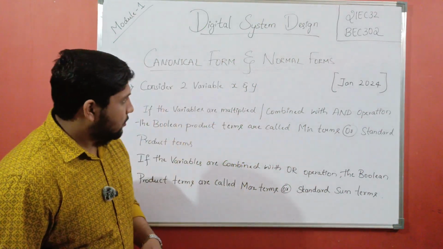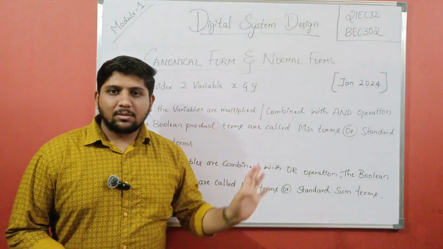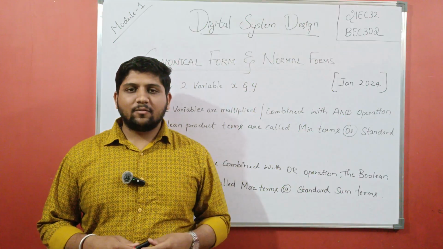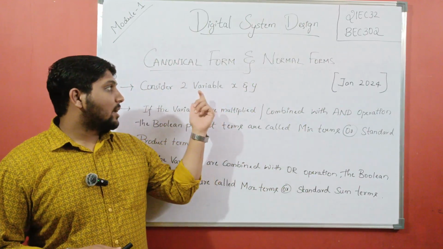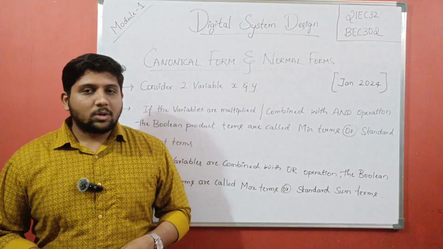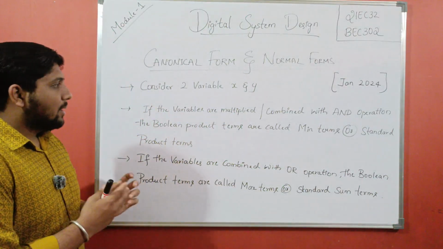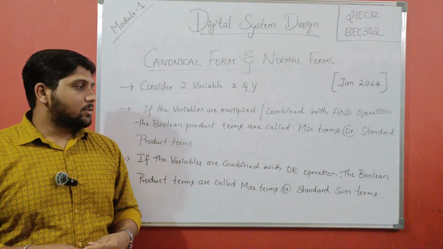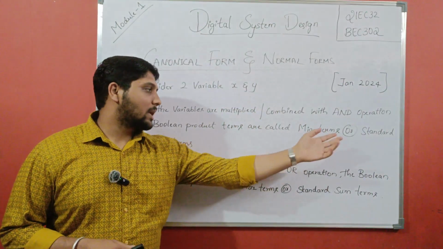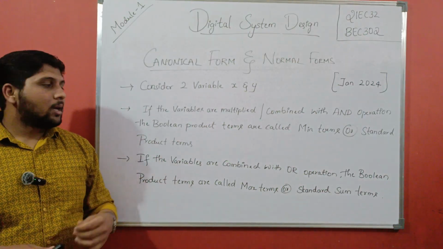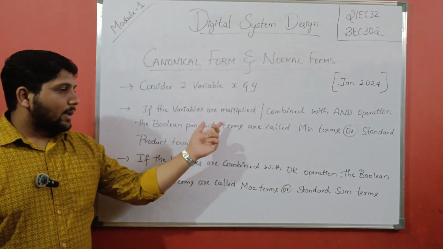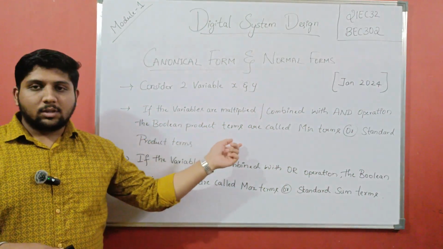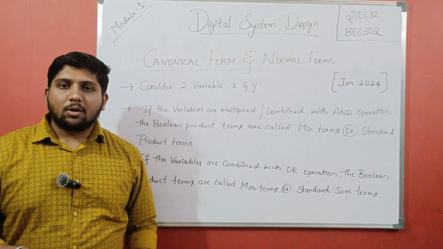Let's study. Let's say we consider two variables. You can take any random variables as per your wish, like a, b. Here in my case, I've taken two variables called x and y. If I do a multiplication operation on these two variables, for example x into y, whatever product comes is called my minterms or standard product terms, as you can see on the board. The definition goes like this: if the variables are combined by the AND operation, the Boolean product terms are called minterms or standard product terms.